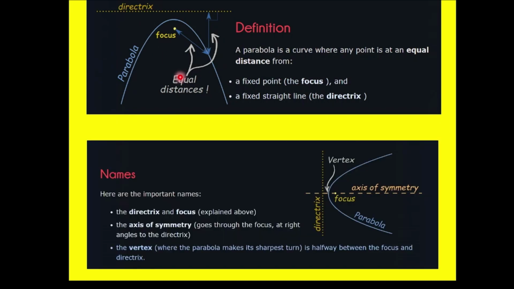Some other parts of the parabola: directrix and focus are already explained above. This line is called the axis of symmetry, which passes through the focus at right angles to the directrix. It is at a right angle to the directrix, so this is called the axis of symmetry. And the point where the axis of symmetry cuts the parabola is known as the vertex, as you can see here in the diagram.